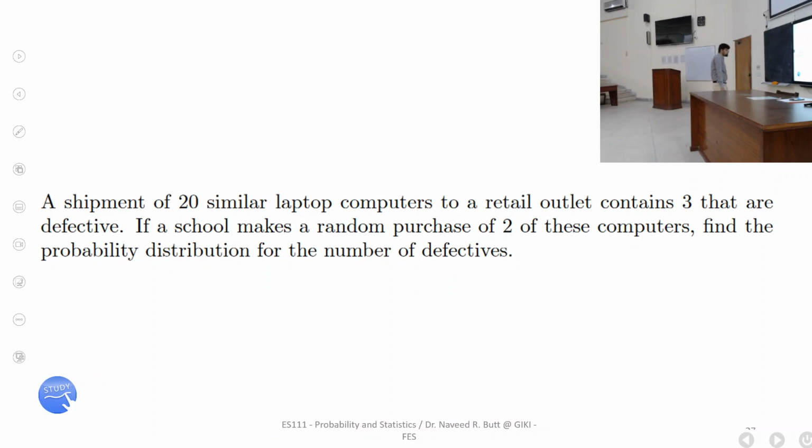So first, is this a problem of discrete random variables or continuous random variables? Discrete है, right? Okay. Question क्या है? If a school makes a random purchase of 2 of these computers, find the probability distribution for the number of defectives. So what's your random variable? Let's call that X. That is the number of defectives.